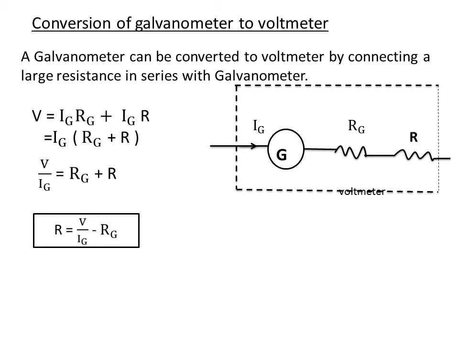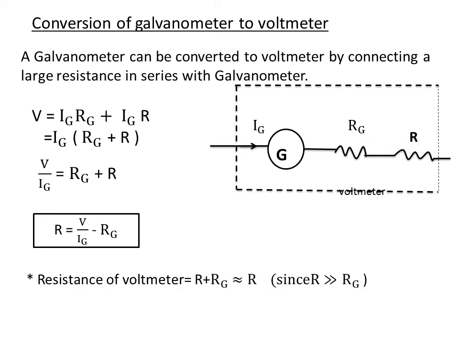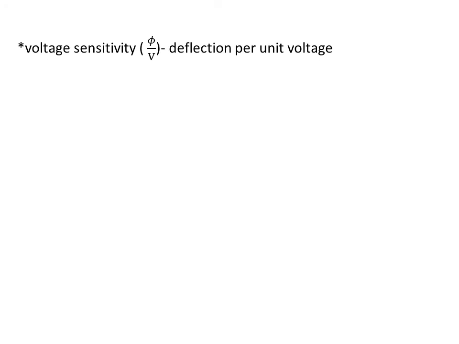Now let us find the resistance of the voltmeter we have made. Here Rg and R are in series. So the voltmeter has the resistance R plus Rg, but R is a very high value compared to Rg. So we can say that the value of resistance is almost equal to R. The resistance of a voltmeter must always be high, or if we connect this voltmeter at a point in a circuit to measure voltage, all the current from the main circuit will start flowing through the voltmeter. So the resistance of a voltmeter must always be high.